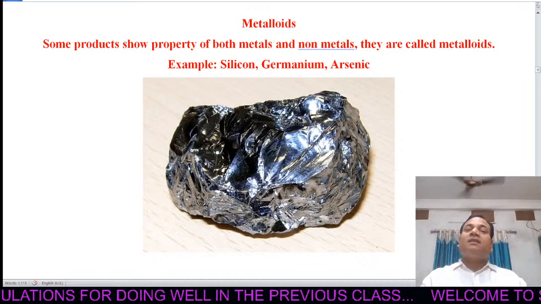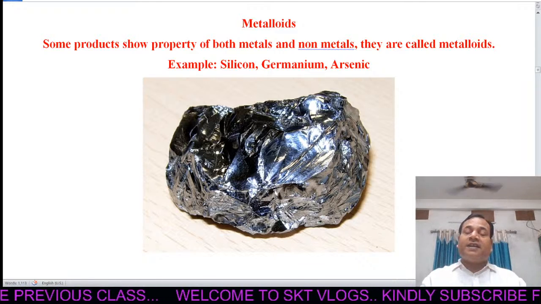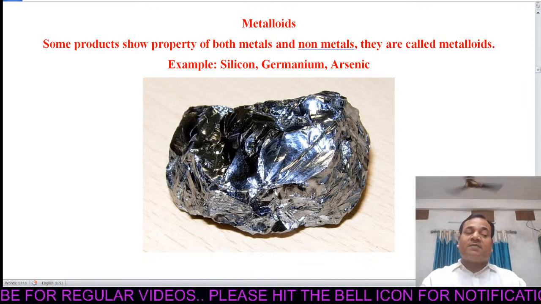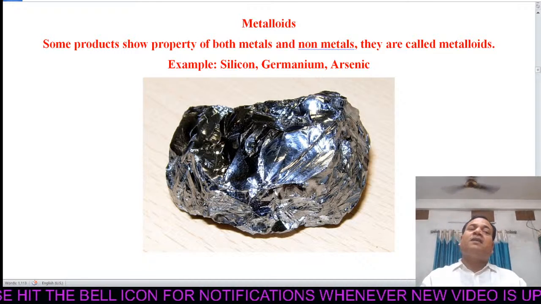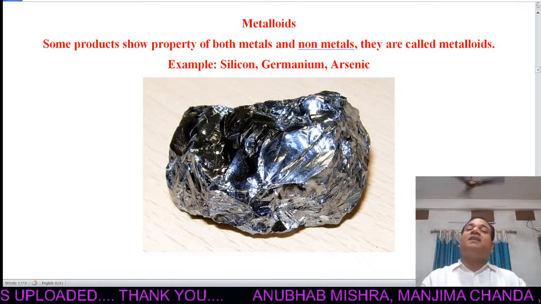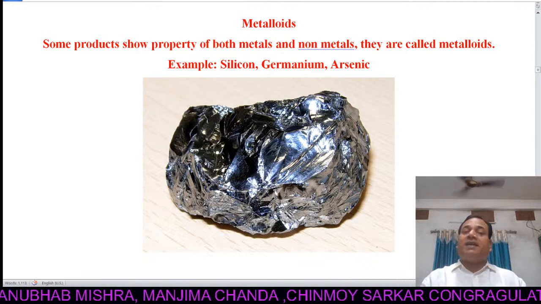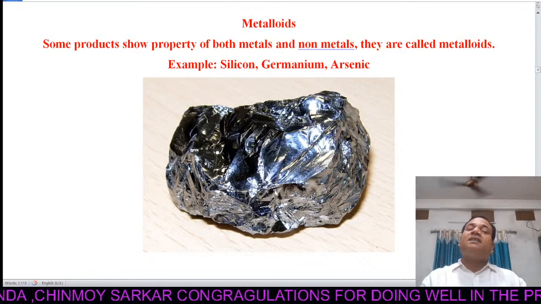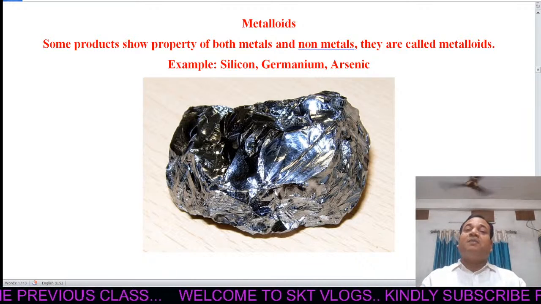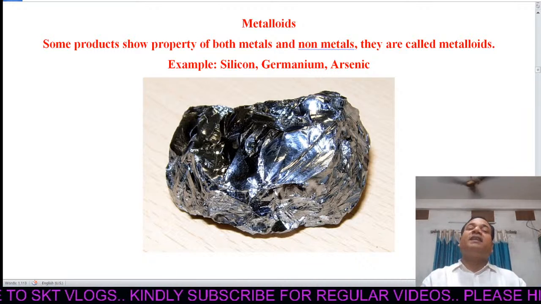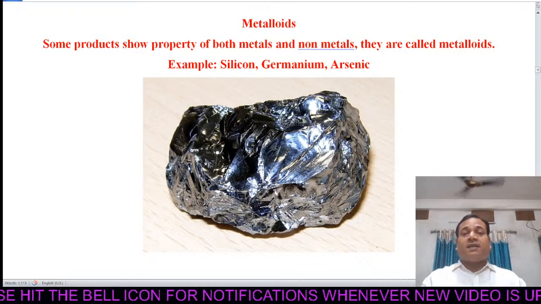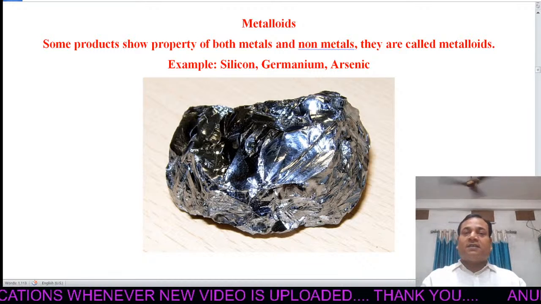Metalloids. It is not added in your syllabus, but you must know. अगर आप मेटल्स पढ़ रहे हो, नॉन मेटल्स पढ़ रहे हो, तो मेटलॉइड्स भी पढ़ना जरूरी है. Some elements show properties of both metals and non-metals. They are called metalloids. Example: silicon, germanium, and arsenic. If there is a question, name two metalloids, then the answer will be silicon and germanium, or germanium and arsenic. Clear? Come to the next.